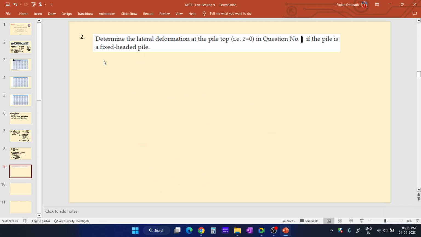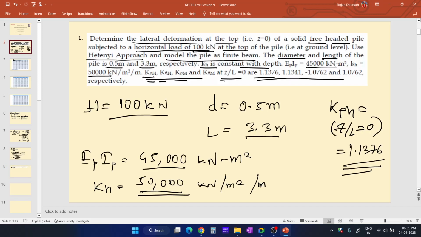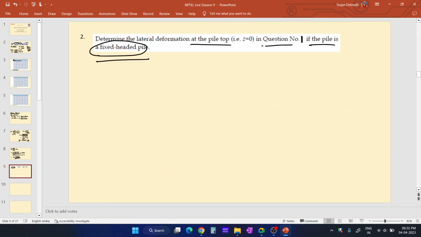So the next problem is: determine the lateral deformation at the pile top in question number 1 if the pile is a fixed headed pile. So in this question, the pile is a fixed headed pile. Okay, the question is similar to the previous one. In the previous question, the pile was a free headed pile, and in this particular question, all the data are same, but the pile is a fixed headed pile.